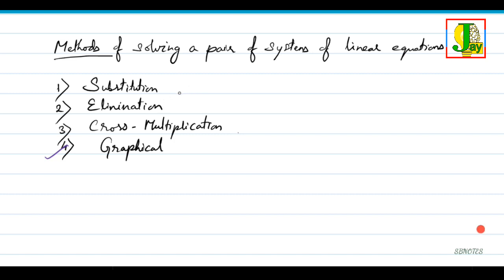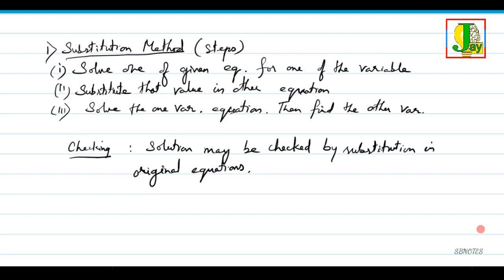In this particular class we are going to see the substitution method. Now let us see the steps involved. Choose one of the equations first, any equation according to your convenience, and solve for one of the variables in terms of the other variable. Understood? Then substitute that value of the variable in the other equation, so that we have a single variable equation. Then solve for that variable and substitute to find the other variable. These are the steps to find the solution using the substitution method.